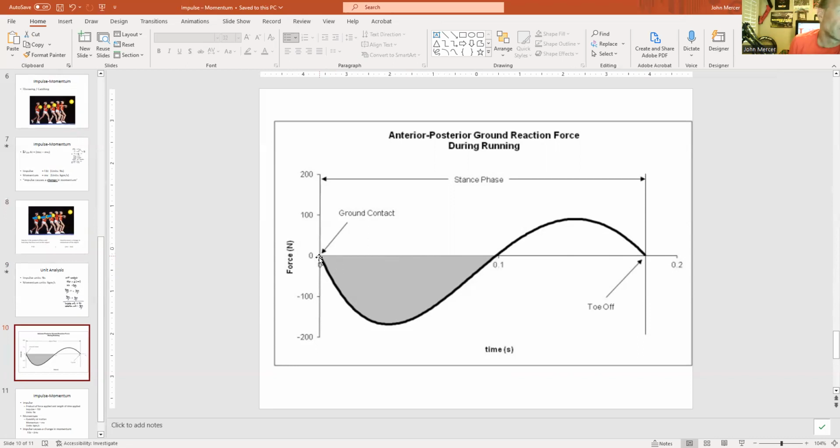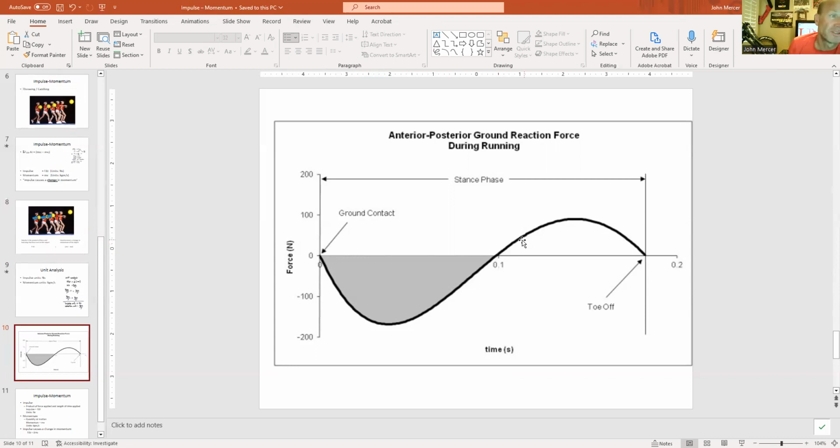And what we have here is a period where forces are negative. So the person is running in the positive direction, so this negative force is a force pushing in the opposite direction that the person's moving. And so this force is actually causing the runner to slow down. At some point, the force transitions from a negative force to a positive force, usually around mid-stance if the person's trying to run at what we would say is a constant velocity.